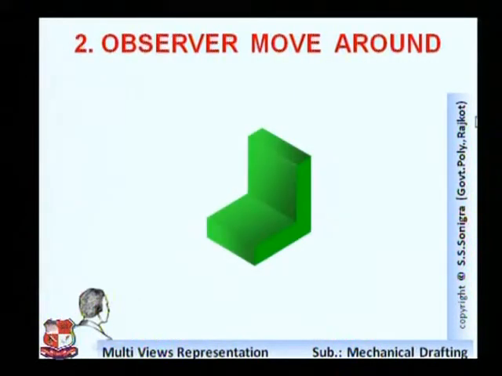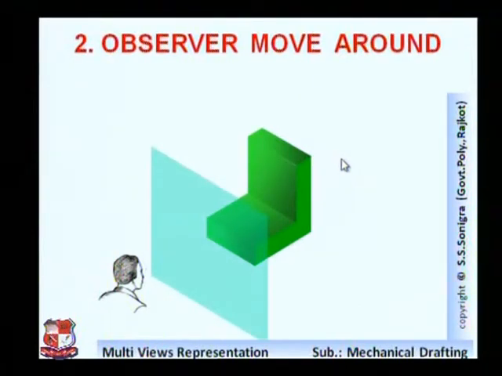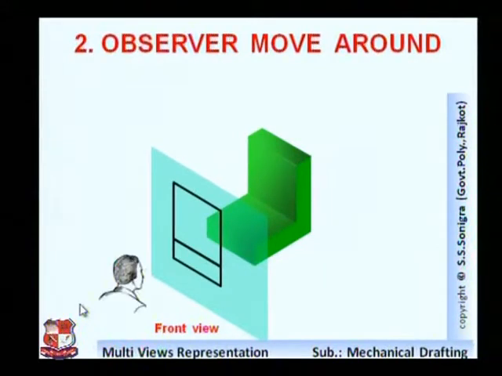Now the second method: the observer moves around. In this method, the object remains stationary. It remains over here, and the observer will move according to the required views. Suppose first the observer is here, and he looks at the object from here. So put a cutting plane or a projection plane over here and take projections from here to here. So this is the front view. If you look from here, this would be its front view. Now the observer has drawn its front view.